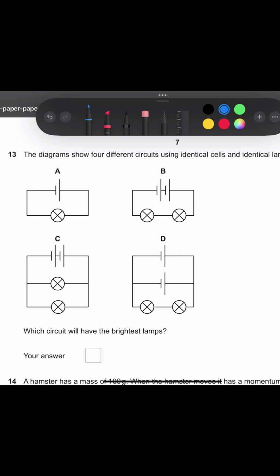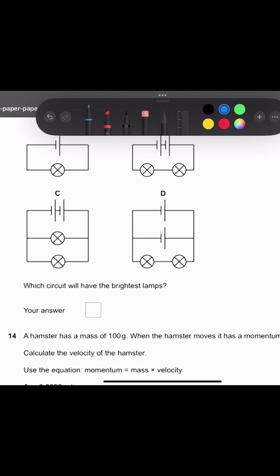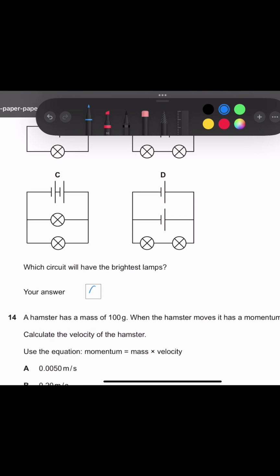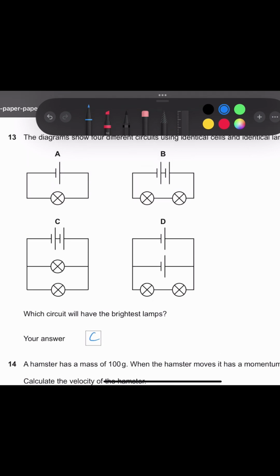And so a transformer has 100 turns in the primary coil and 200 turns in the secondary coil. The potential difference across the primary coil is 30 volts. And what is the potential difference across the secondary coil? Use an equation from the datasheet to help you. Okay, so for something like this, then I think you'd have C, 60 volts.